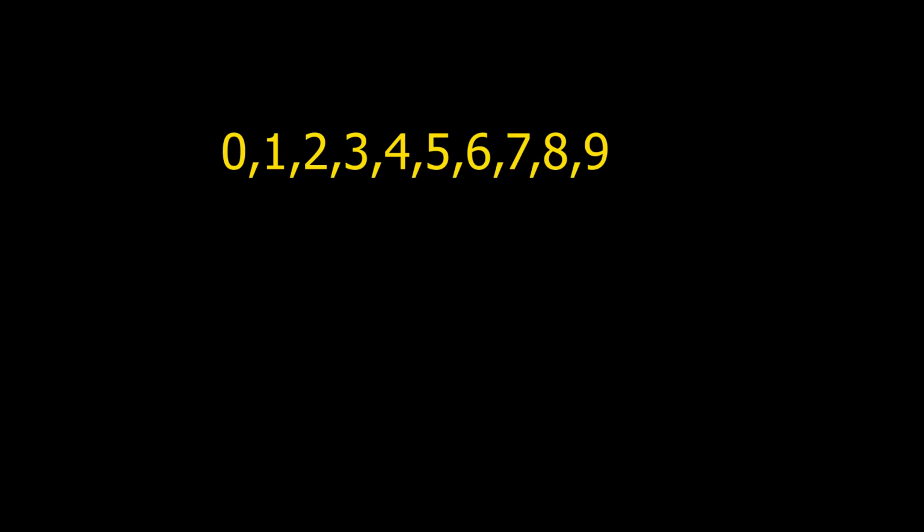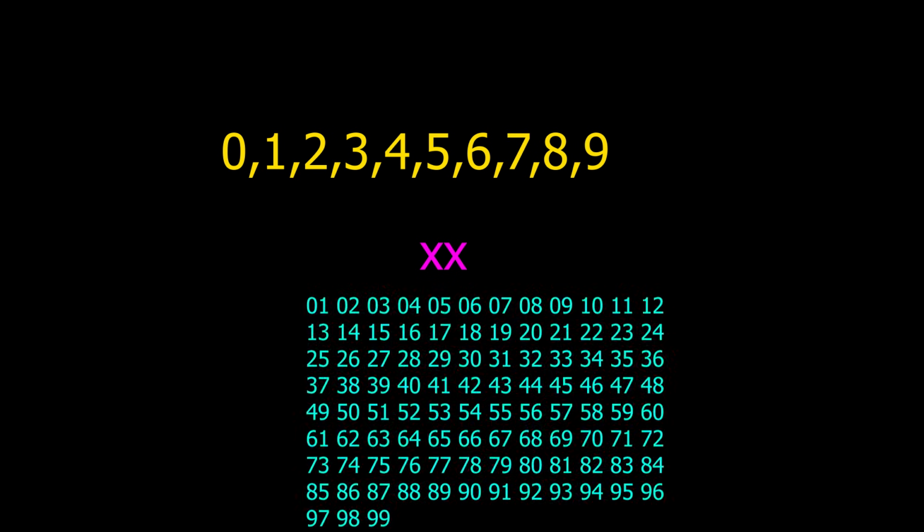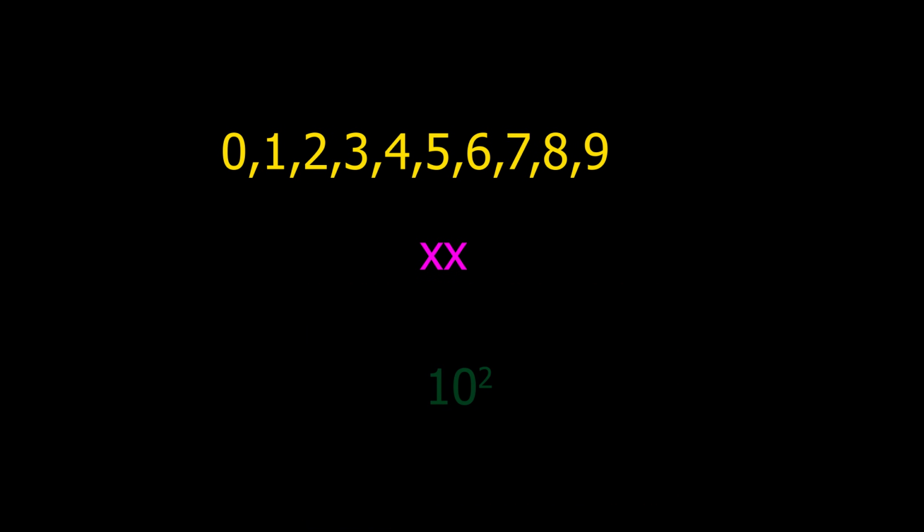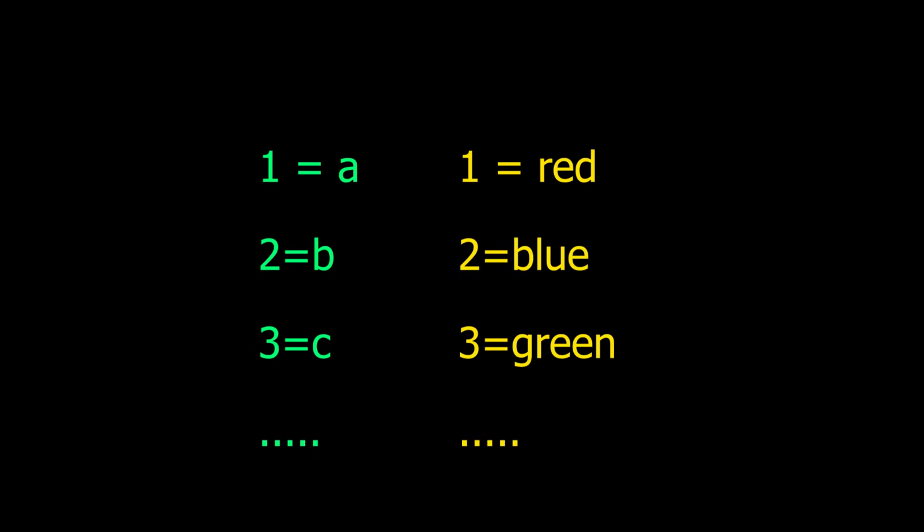You can think of a bit as a digit. For example, there are 10 different numbers that we count with. In a one-digit number, we can have 10 different values. In 2 digits, we can have 100 different values. It turns out that this is just 10 raised to the power of the number of digits. We can also assign letters or colors to these numbers to represent different things.